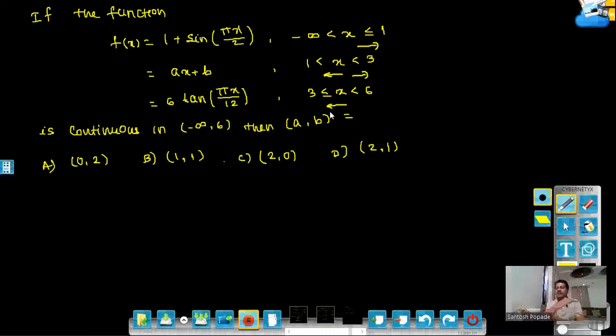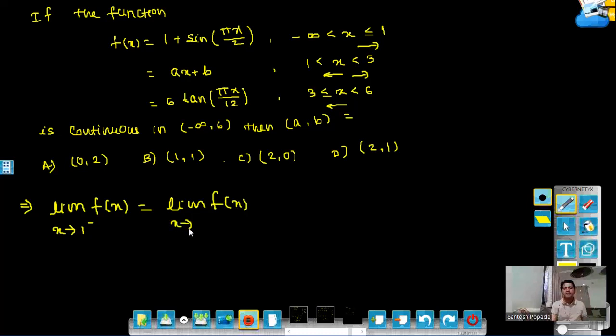Why are we taking x equal to 1 and x equal to 3 only? Because at x equal to 1 we can find the left hand limit and right hand limit, and at x equal to 3 also we can find the left hand limit and right hand limit, and therefore we use the continuity at x equal to 1 and at x equal to 3. We know that if a function is continuous at x equal to 1, then limit of f of x as x tends to 1 from the left side is equal to limit of f of x as x tends to 1 from the right side, and it is also equal to f of 1. I just need the two terms for an equation in a and b.